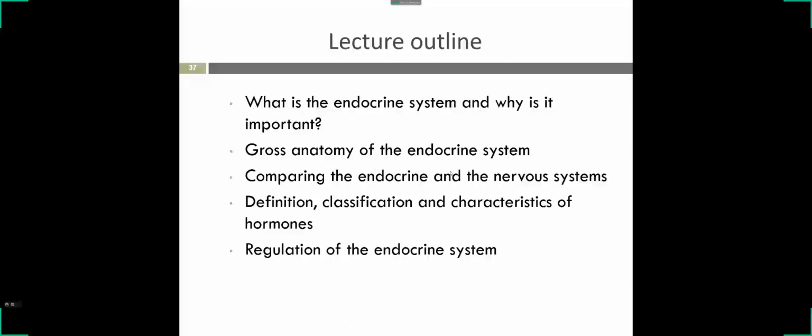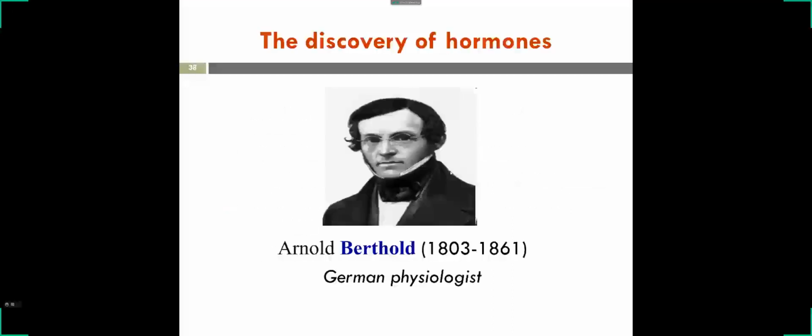So, we've talked about what the endocrine system is and why it's important. We've talked about the gross anatomy of the endocrine system. We've compared the endocrine system and the nervous system. And now we will define, classify, and characterize some of the hormones, okay? So first, a quick history lesson on how hormones were identified.